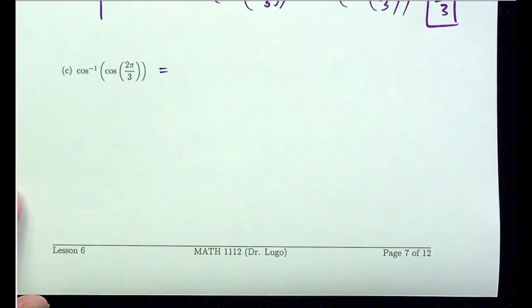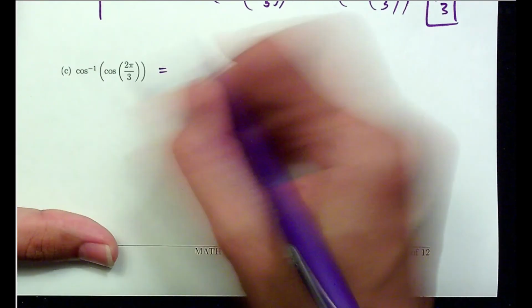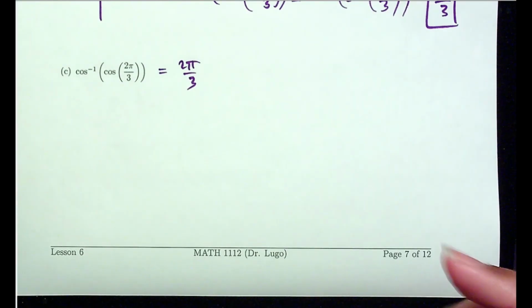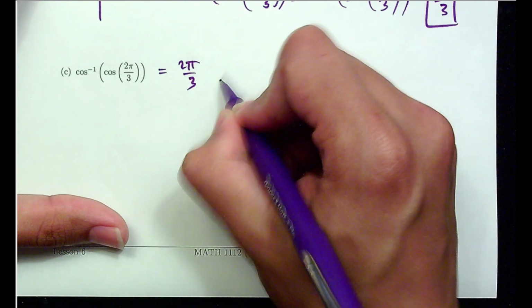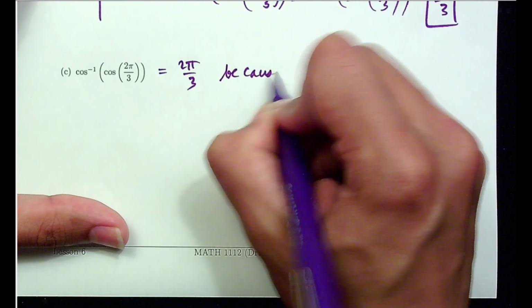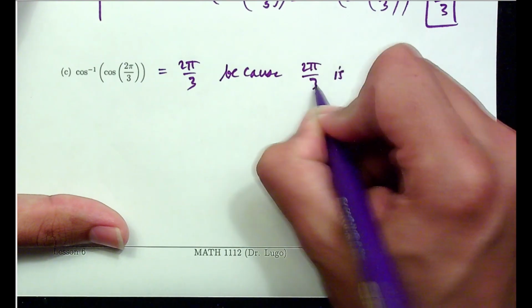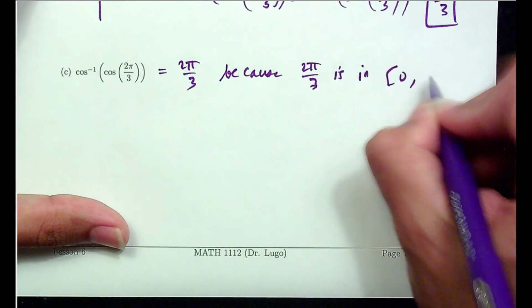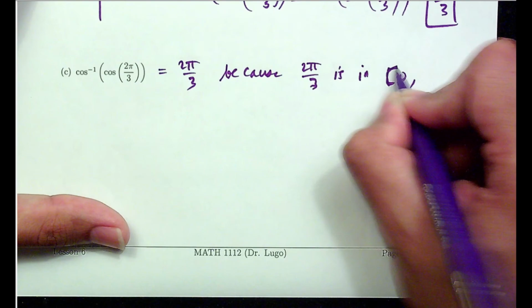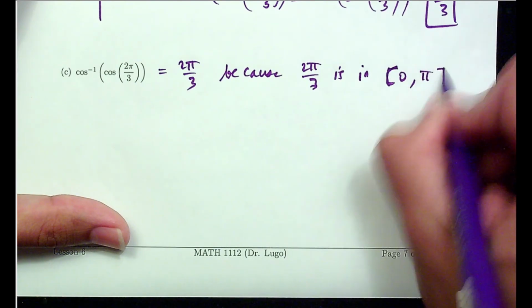And it is. 2 pi over 3 is between 0 and pi, so indeed these two cancel each other off and the final answer is 2 pi over 3. And it's over, because 2 pi over 3 is in the interval between 0 and pi.